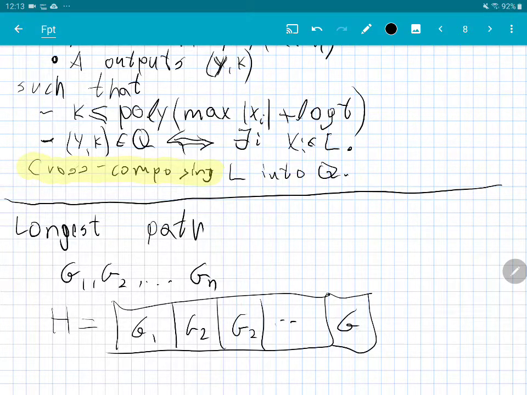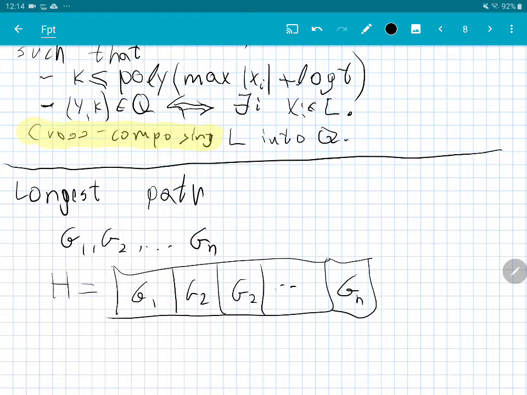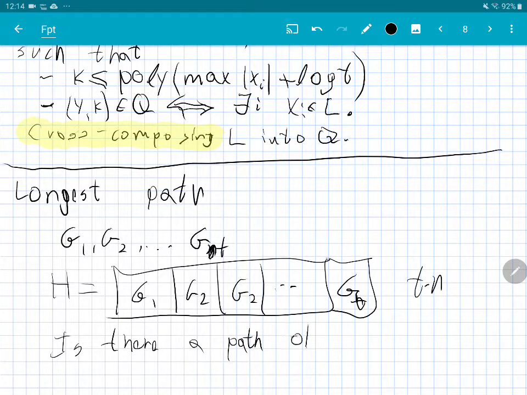It's going to be a large graph where every one of those graphs has its own copy. Now we can ask: since I have t graphs, not n, I'm making this mistake again, there are t graphs, so this input is going to be of size roughly tn, where n is the number of vertices. Is there a path of length k in H?